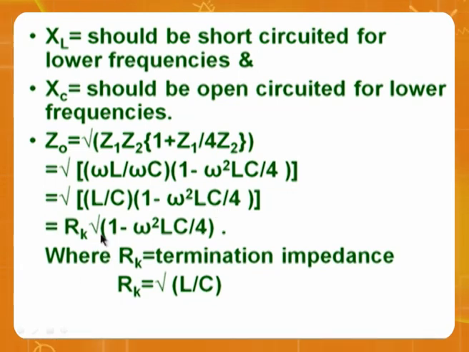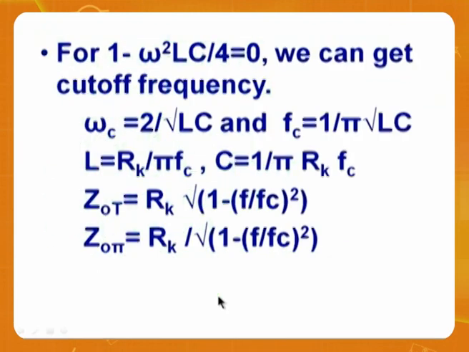You can understand Z0 is changing with respect to that. That's called terminating impedance. Let me give you an equation. Now 1 minus omega square LC by 4 is equal to 0. Why? When this portion is 0, we call it cutoff. What do you mean by cutoff? Pass band, stop band, center is cutoff.